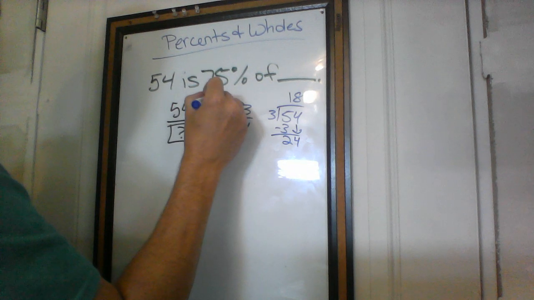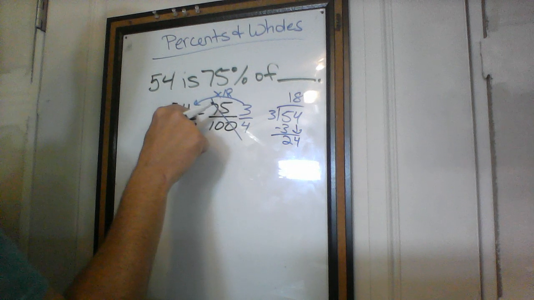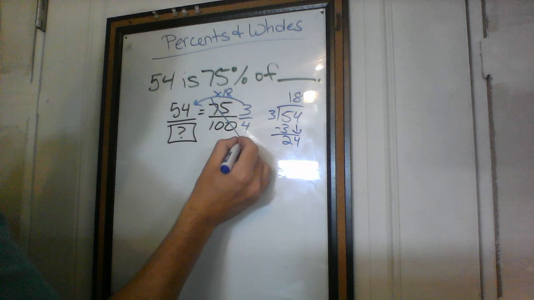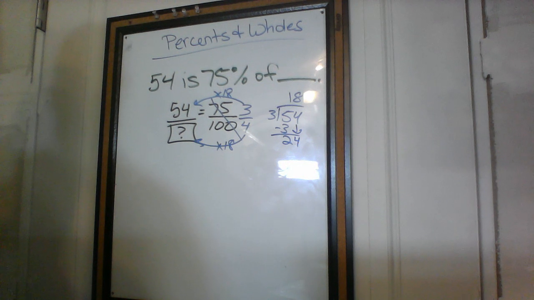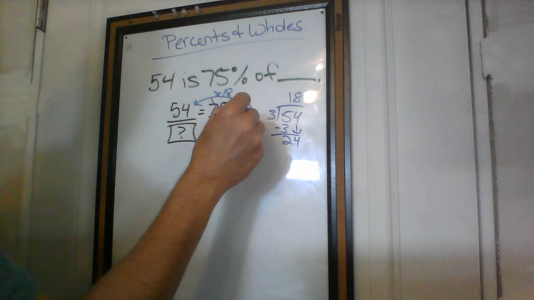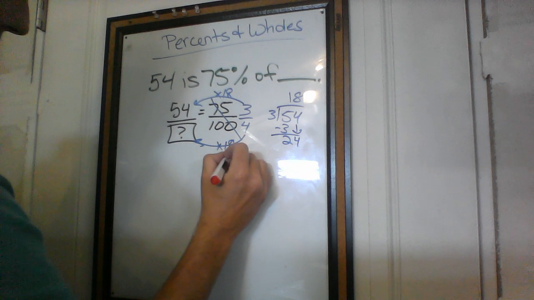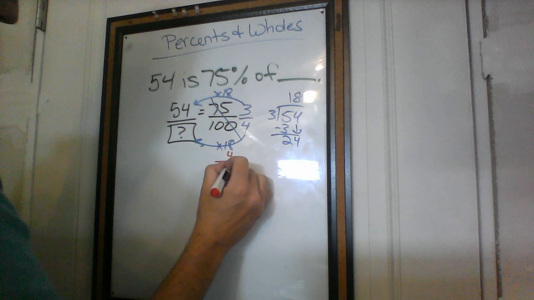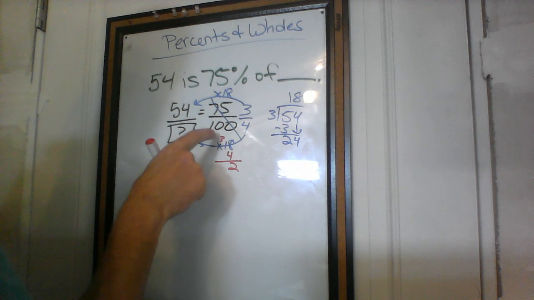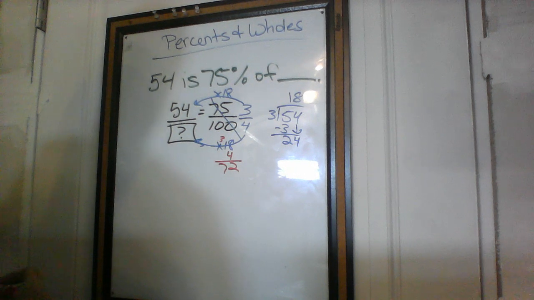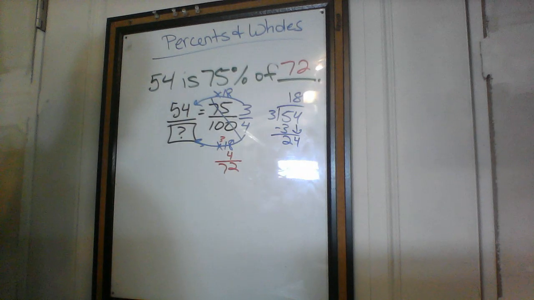So we know that 3 times 18 gets us 54. If you multiply by 18 on the top, you had better multiply by 18 on the bottom to figure out that denominator. Remember, numerator on top, denominator on the bottom. So we're going to have 18 times 4, 4 times 8, 32. 4 times 1 plus 3, 72. So our big answer is 72.